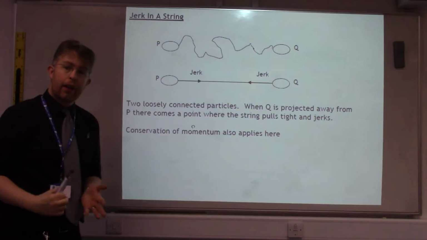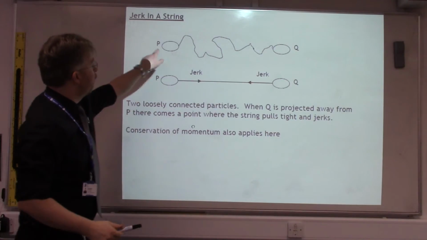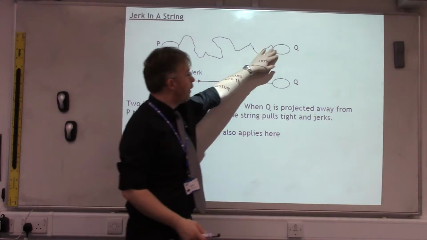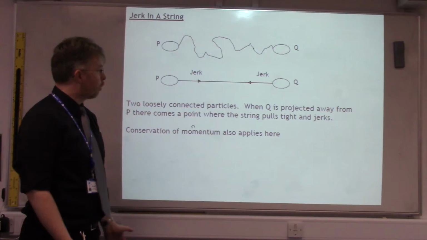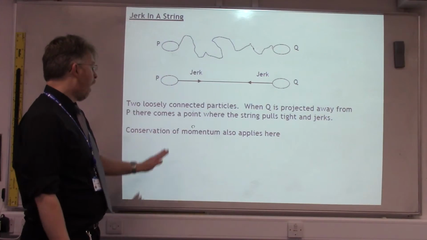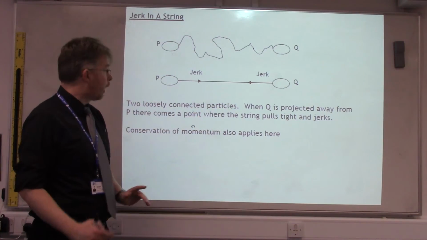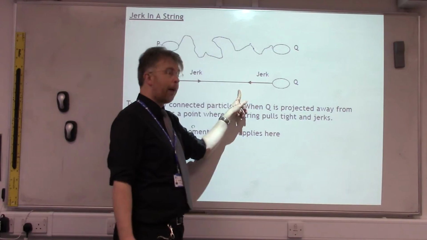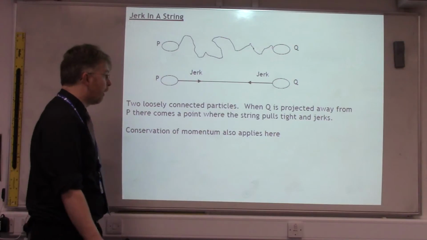Right, and last, another thing we can use conservation of momentum for is the idea of jerking the string. So here we've got P and Q attached by a string, and at the moment the string is loose. Then we might project Q away from P. So at first only Q is moving because the string isn't tight yet, so P would stay stationary, but the string would keep getting tighter and tighter. At the very point where the string pulls fully tight, it will jerk. So it forces P to start moving towards, and it will drag back on Q. Now in this case, the conservation of momentum also applies to enable us to calculate things.